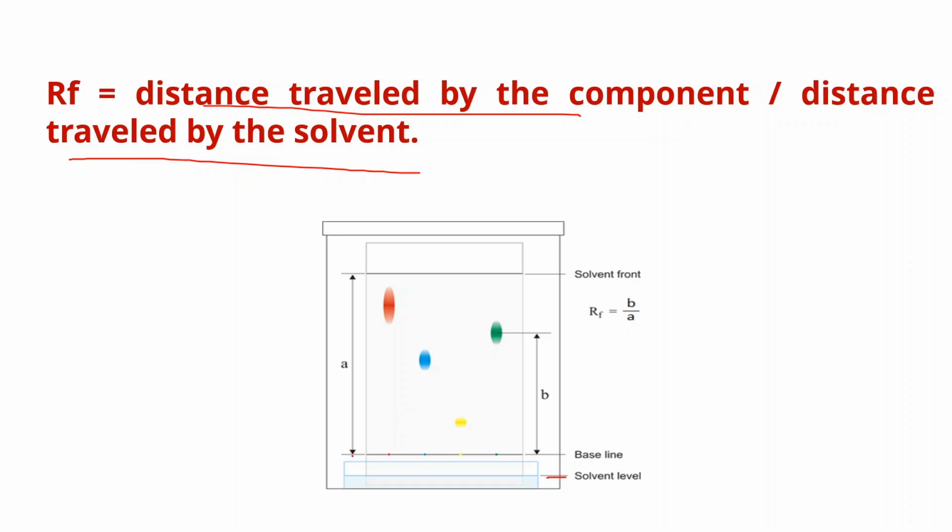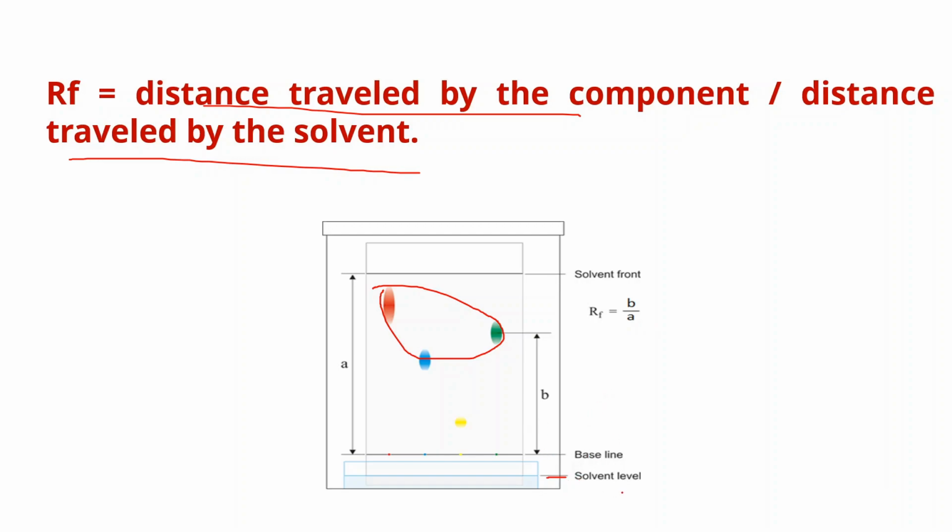So you have to calculate the distance traveled by the component. After passing the mobile phase, how much distance has the component traveled? This is the analyte mixture, these three spots are the analyte mixture, and we see how much distance it has traveled. That distance is divided by the distance traveled by the solvent. Suppose you dip the paper into the solvent; how much distance the solvent has traveled will be in the denominator. This is the baseline.